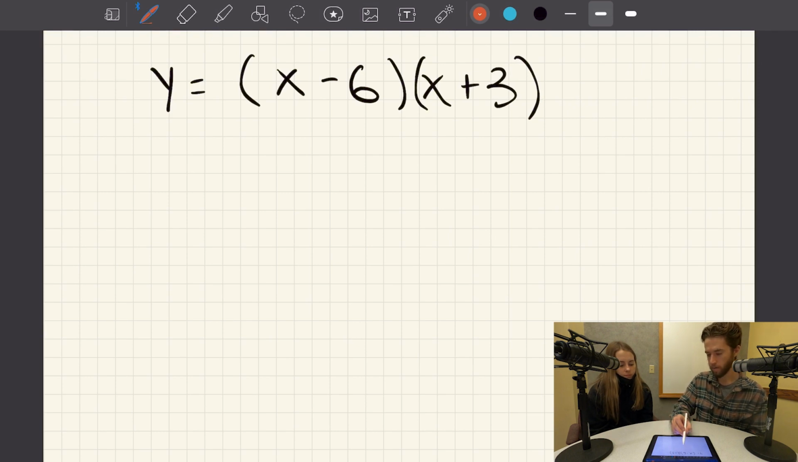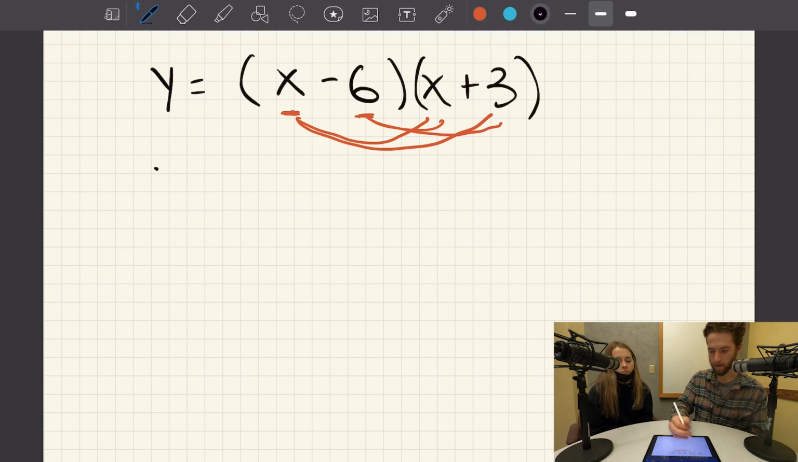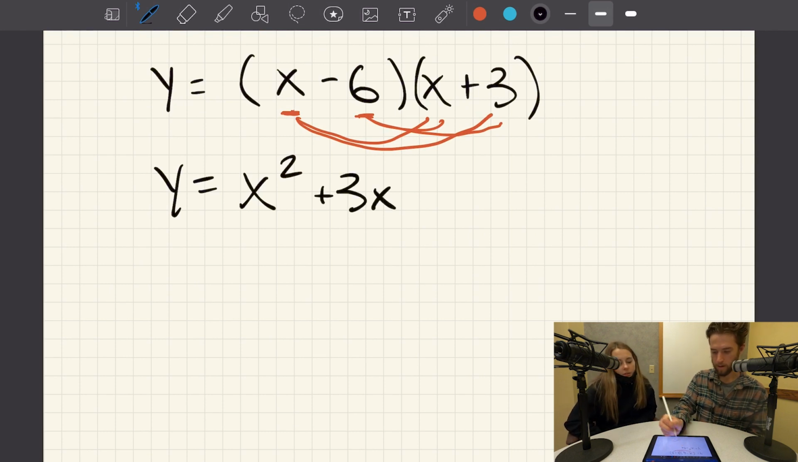I'm going to FOIL. FOIL was that acronym meaning multiply everything in this first term by everything in the second term. So basically first times first, your outsides, your insides, your last, whatever. That acronym's kind of cheesy anyway. x times x is x squared. x times 3. -6 times x is -6x, and then -6 plus 3 is -3.